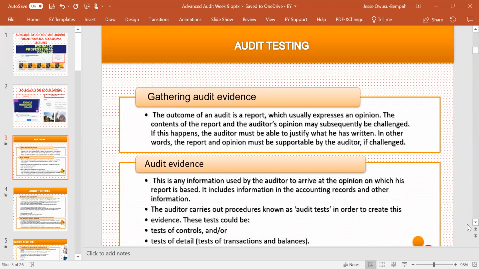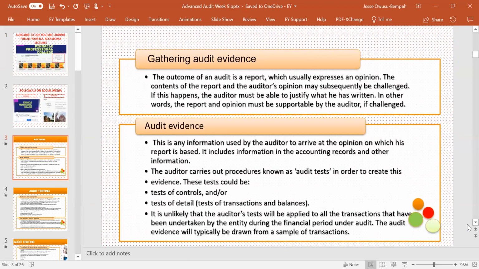Now, what is audit evidence? It is simply any information used by the auditor to arrive at the opinion. To arrive at an opinion or a conclusion, the auditor has to base it on some hard facts. Very, very important. It includes information in the accounting records and other information.